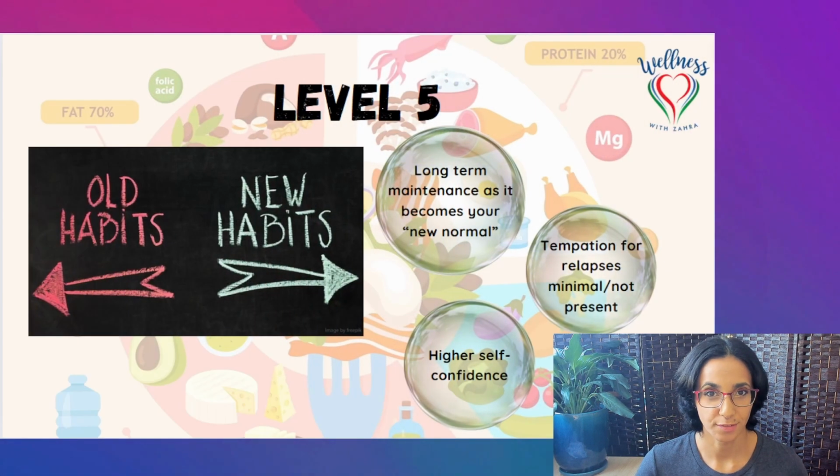Now we're on to level 5, the maintenance stage. You've developed a new habit, a new routine, and a new lifestyle. You've managed to overcome your barriers. You're continuing to do research. You're continuing to learn. You're continuing to share your progress and self-reflect. This stage can be really rewarding.